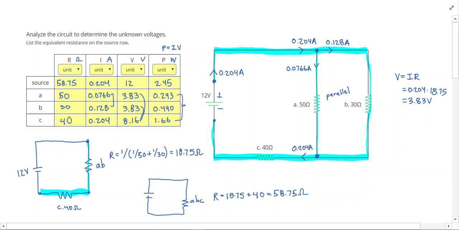Again, because of conservation of energy, if I add up 0.293 plus 0.490 plus 1.66, I get 2.44. There's a slight difference because I was rounding, but that should always equal the power provided by the battery because of conservation of energy.